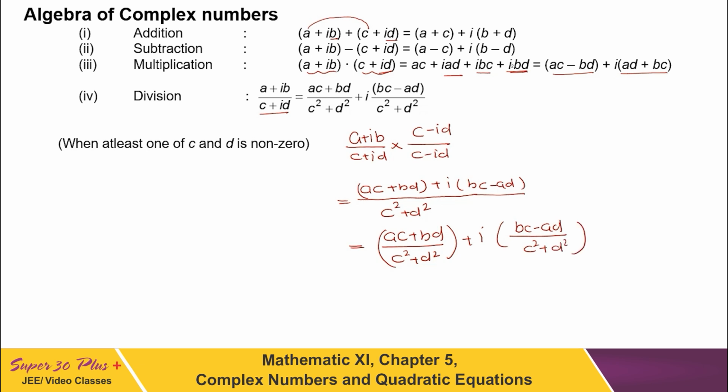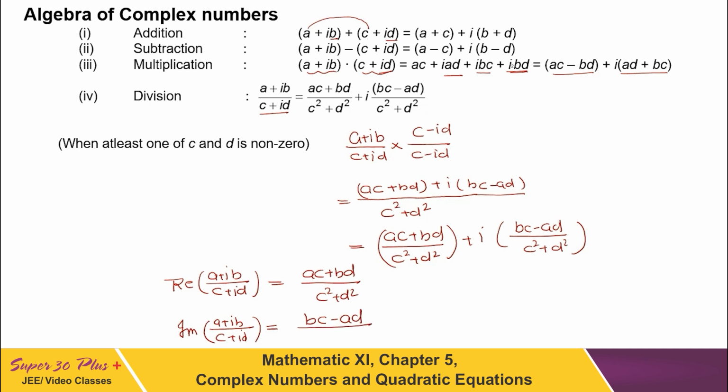Means you can write, if somebody asks you what is the real part of the complex number a plus iota b upon c plus iota d, then you can write the real part is equal to (ac plus bd) whole upon (c square plus d square), and the imaginary part of this complex number a plus iota b upon c plus iota d can be written as (bc minus ad) whole upon (c square plus d square). It is the algebra of complex numbers.